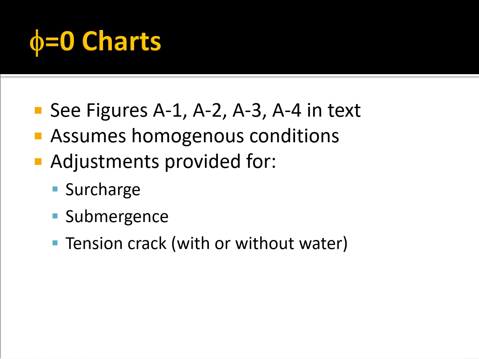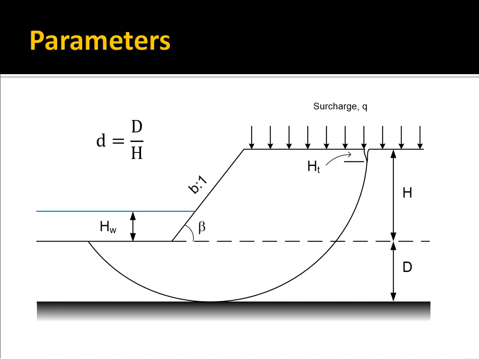So, as I mentioned, there are a series of charts in the appendix of your textbook. They assume homogeneous conditions and provide adjustments for a number of factors, which we'll talk about. So this is the basic diagram of what we're talking about. You have a simple slope of height h. It's at a slope angle beta. Sometimes we talk about the slopes as b to 1, so a 2 to 1 slope would be 2 horizontal to 1 vertical, for example. It turns out b is equal to the cotangent of beta, and so we'll use the two of those a lot interchangeably. The height of the slope above the toe is h.